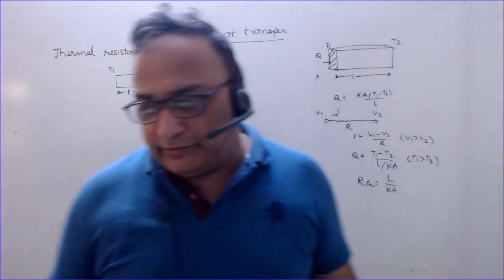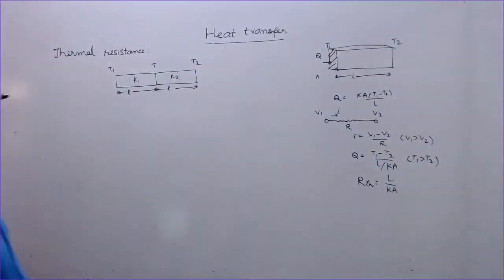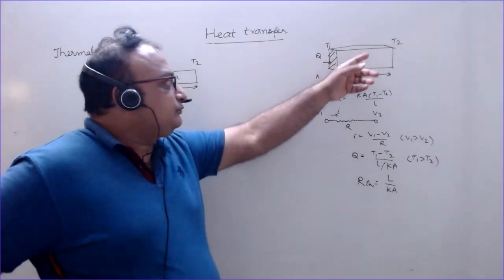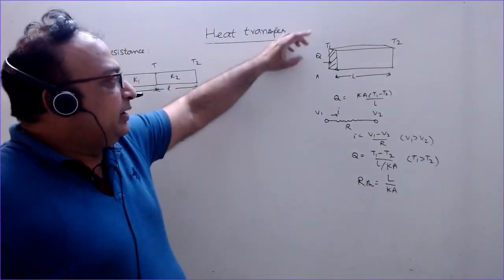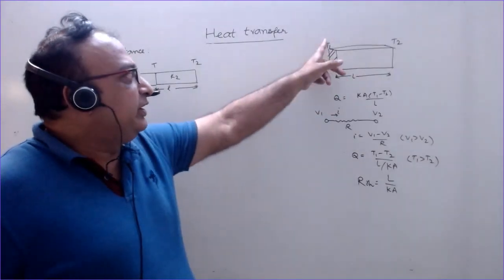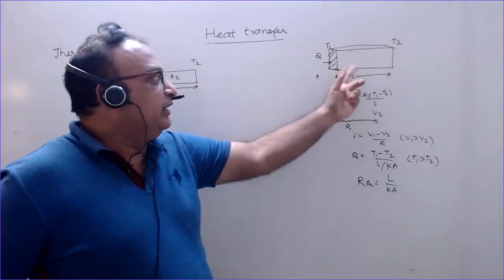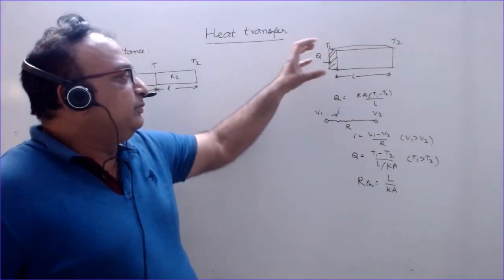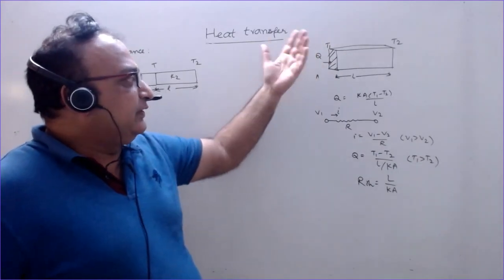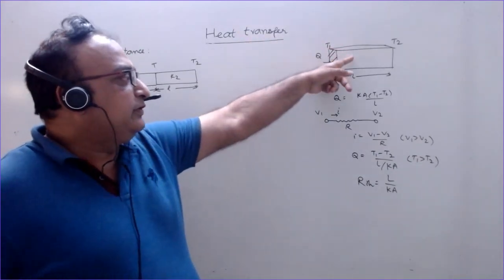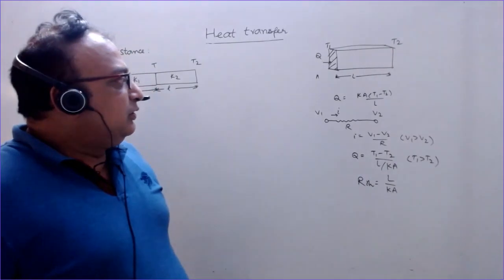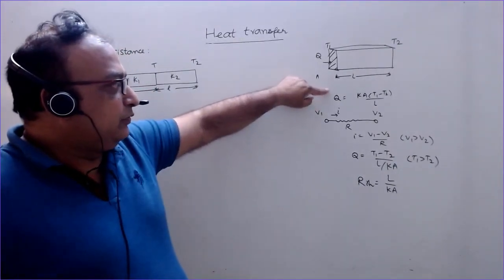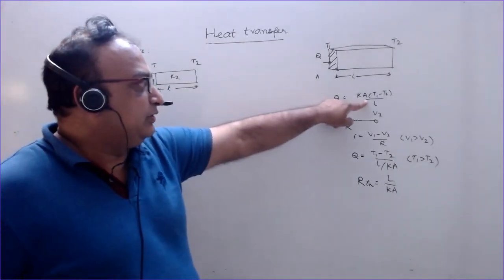So now we are going to discuss the concept of thermal resistance. We have a body. The temperatures at the two ends are T1 and T2, where T1 is greater than T2, length is L, area of cross section in the direction perpendicular to the heat flow is A. Thermal conductivity of its material is K. So we can write according to Fourier's equation, Q is equal to this.